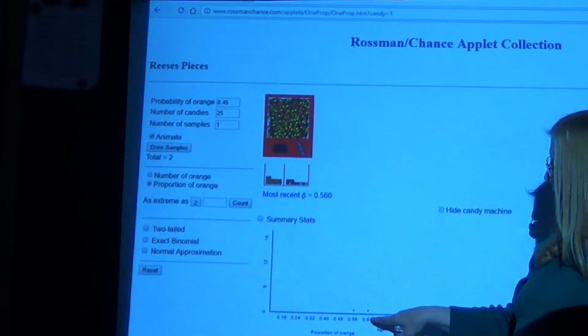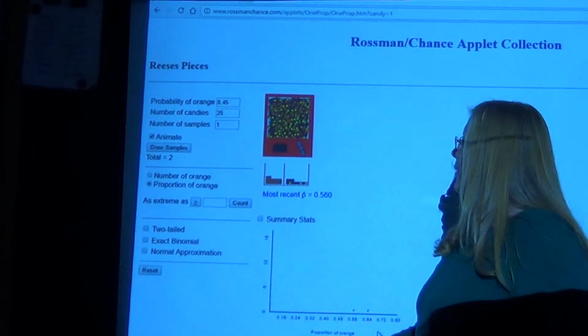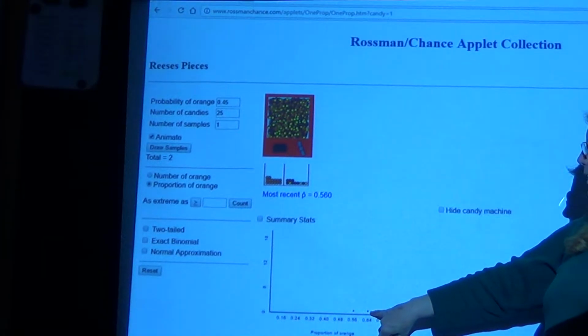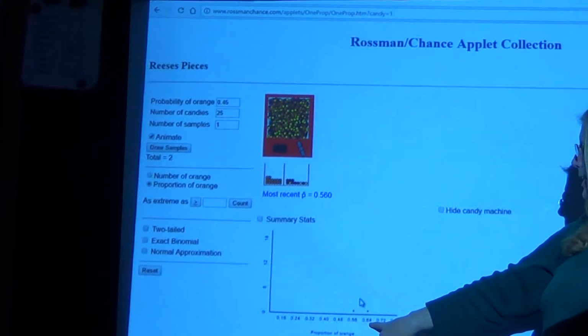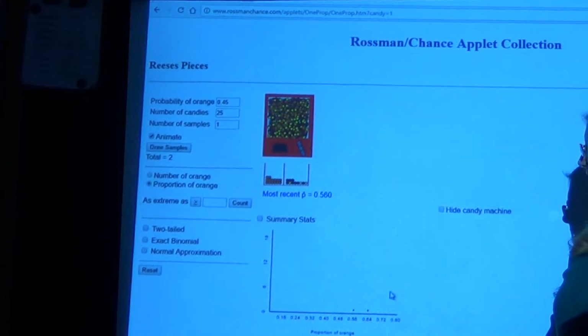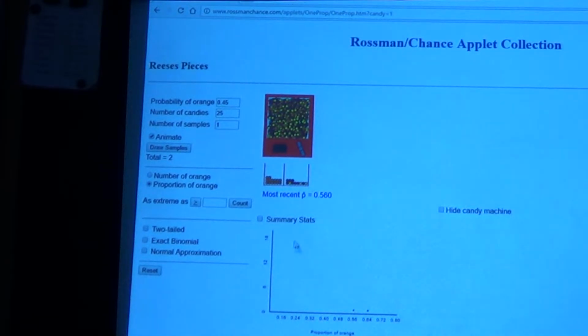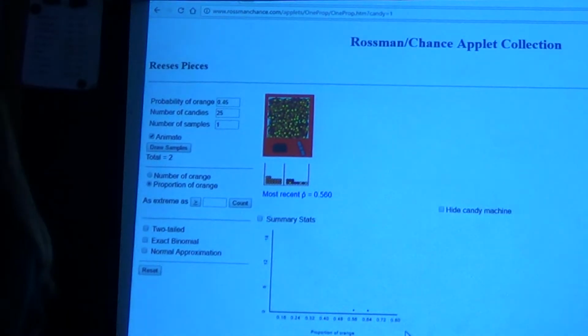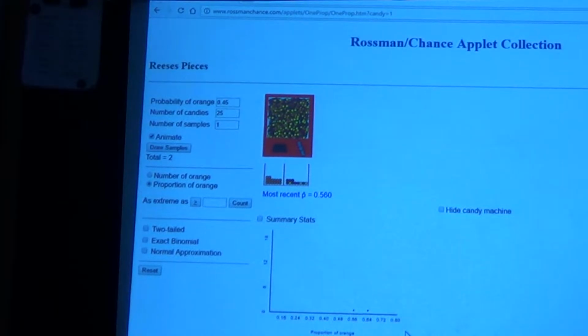Wait, where? What do you guys see? The one the mouse is closer to. In the first sample, they drew a dot to represent the proportion of orange. Are you sure? It's 0.64. Really? Yeah. Oh, okay. It goes by real blurry when I'm up close. Let me go back a little. Yep, what she said. All right, 0.64. So there was more orange in the first sample.